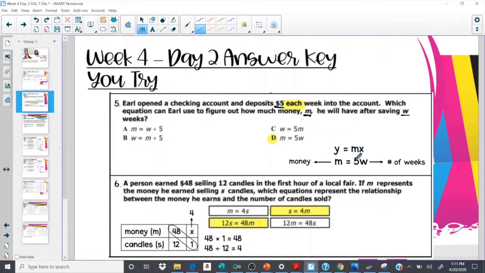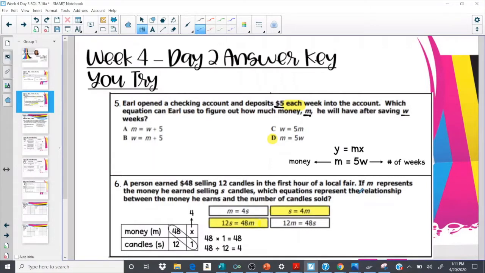You're going to substitute m for 5, and then you're going to substitute y for M, x for W, because the amount of money he has in the account is dependent upon how many weeks he's depositing the $5. So when you multiply 5 times the number of weeks, it will give you the amount of money. So the answer choice you should have chosen was D.